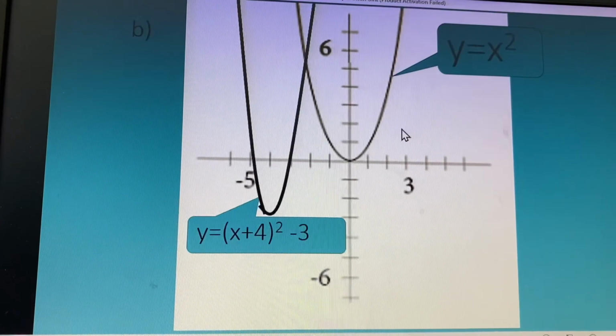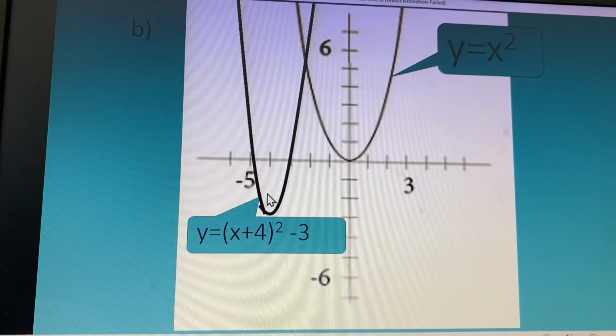While this one, the second example, y equals (x plus 4) squared minus 3, from the parent function y equals x squared, is translated 4 units to the left, 1, 2, 3, 4, then 3 units downward. 1, 2, 3.